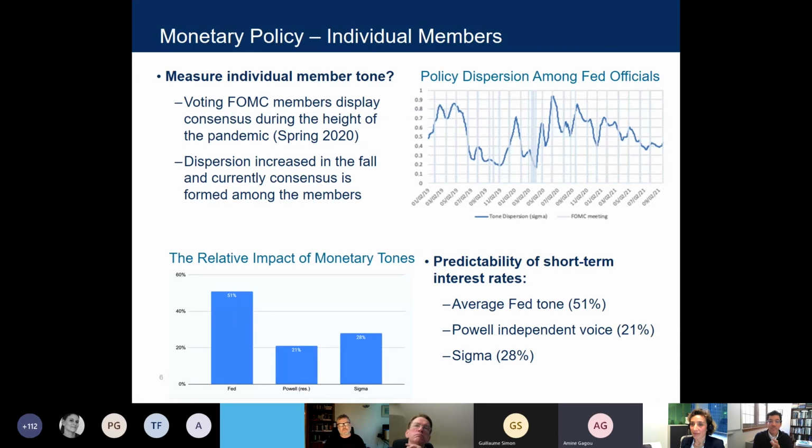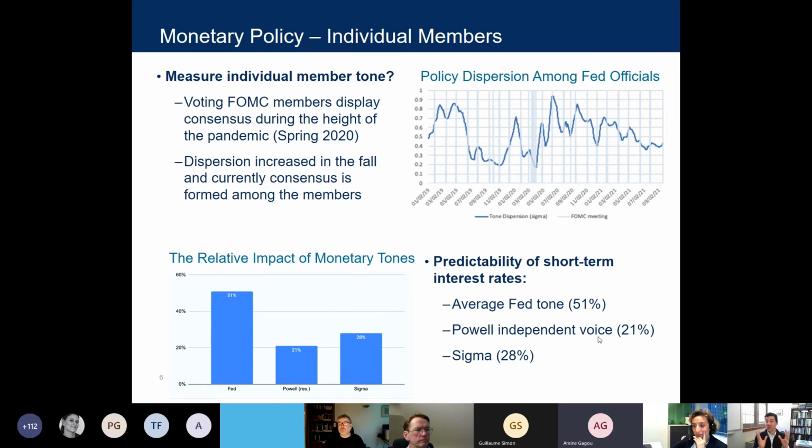You could look at Treasury yields and regress them on the Fed tone that I've shown, the sigma in the tone, and also Powell's independent tone. When you do that in the regression altogether, then you're essentially orthogonalizing the effects. If you look at the total variance that you're explaining, about 51% of the total effect that you're able to predict yields with the media is really the Fed tone, and then about 25% each between Powell's independent voice versus the disagreement across all the members.